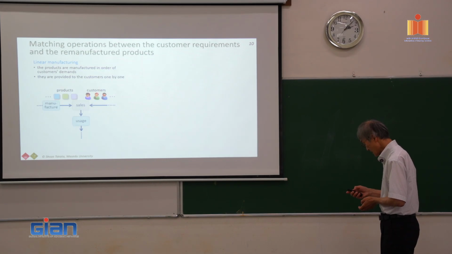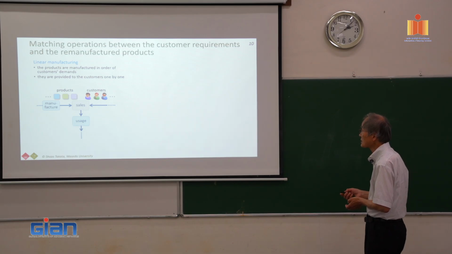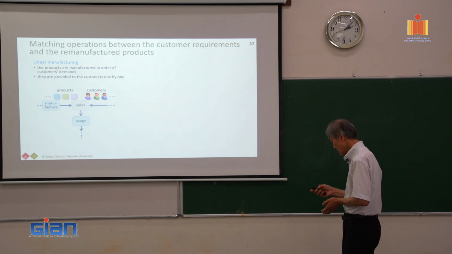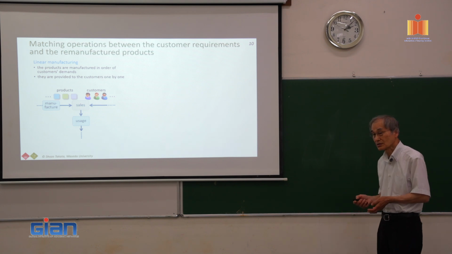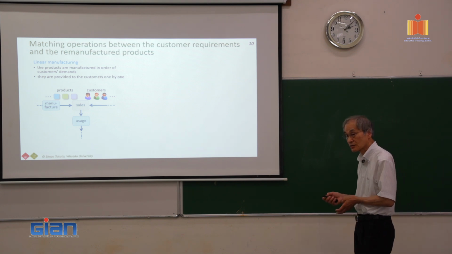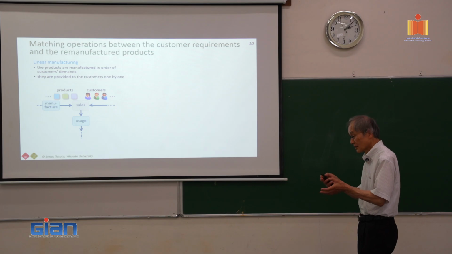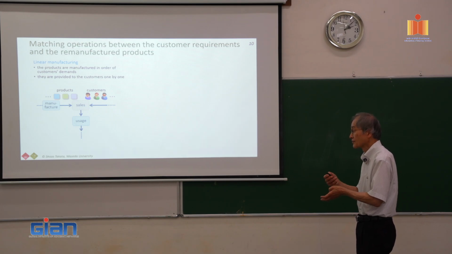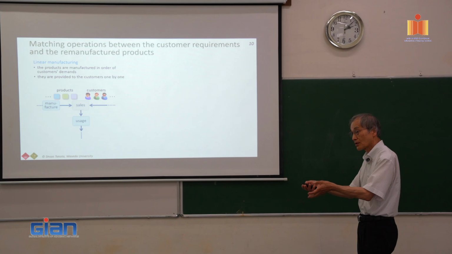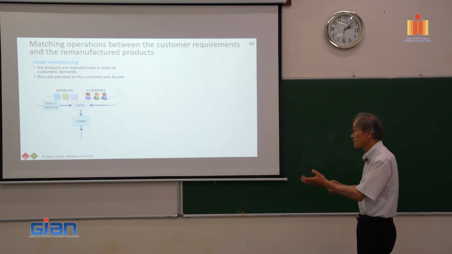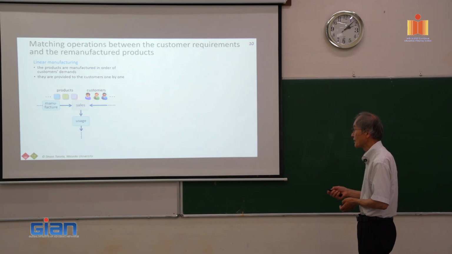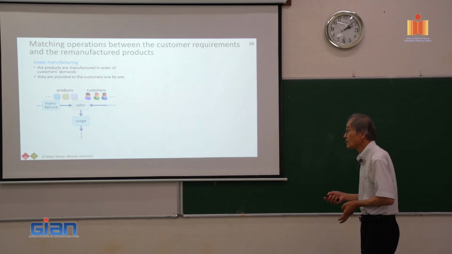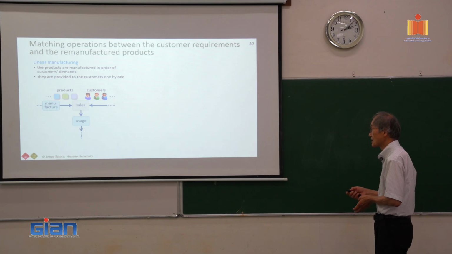As I already said, in linear manufacturing, the products are manufactured in order of customers' demand. This is kind of an ideal situation: when you have an order, then you provide the product. So it's a simple operation. I mean that the products are not different from each other. They are also in the same condition.